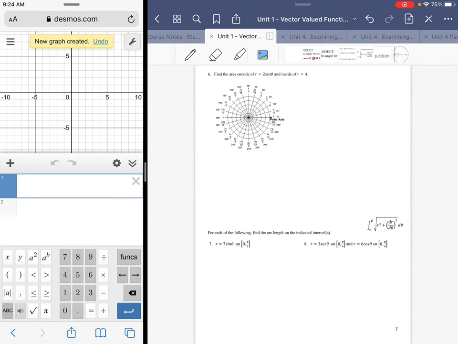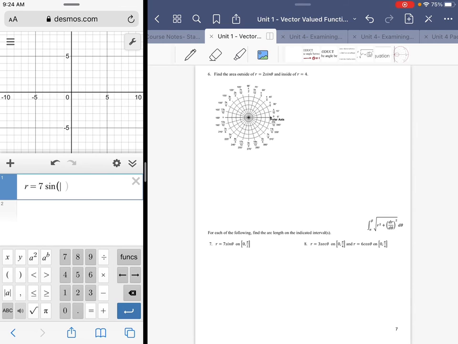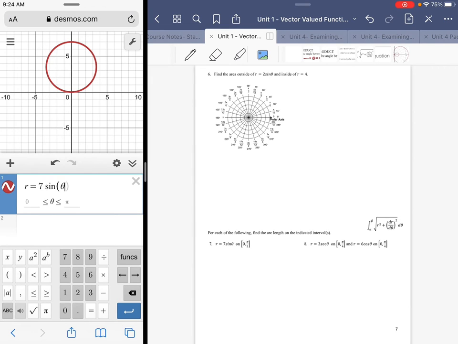Which is r equals 7 times the sine of theta. Sometimes my fat fingers get me in trouble. Okay, 7 sine of theta over the interval of 0 to pi over 2. So that's a semicircle. We ought to be able to figure that out using conventional techniques.